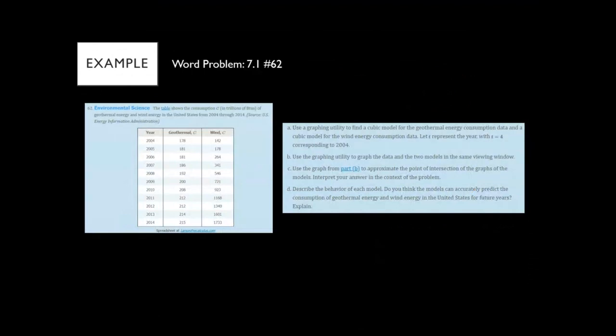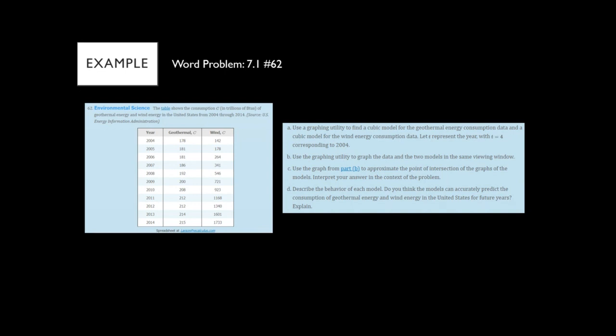I do have a few word problem examples with real data, so you can see how these connect to real life, and how, when you have real life data, graphing it might actually be preferred. This comes from section 7.1, number 62. We have a table of the consumption in trillions of BTUs of geothermal energy and wind energy in the United States, 2004 through 2014.